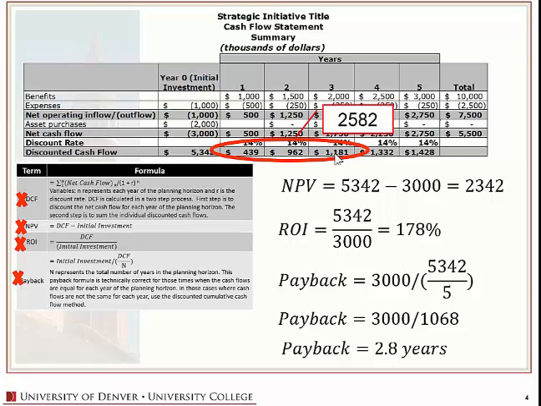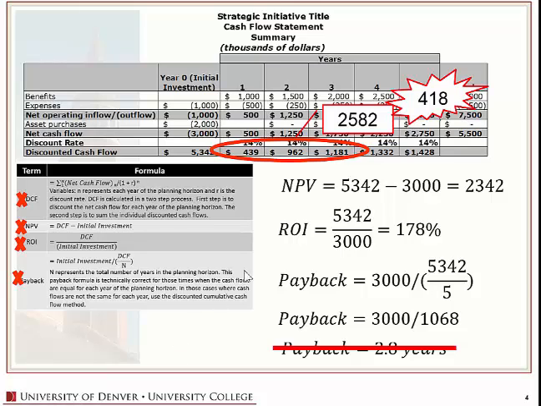In fact, that number comes up to $2,582,000. We're about $418,000 short of paying back the initial $3 million investment in 3 years. So the payback is at least 3 years, if not a little bit longer. And so what that does mean is that payback of 2.8 years is absolutely not correct. And so we have to come up with what the correct payback is. And how do we do that?